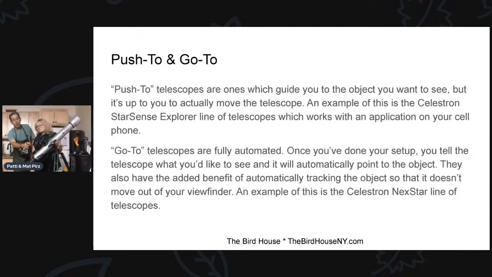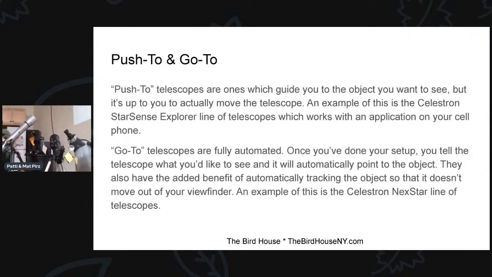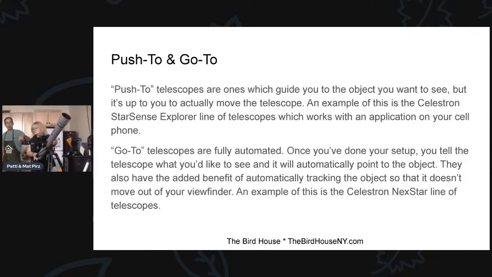And then you can click on locate, and it gives you these arrows. So the arrows, that's kind of the push-to. It gives you guidance which direction you need to move the telescope in order to see that. If people want to come up afterwards, we can show you this a little bit more hands-on. There's also a brief video. But it's up to you to actually move the telescope around.